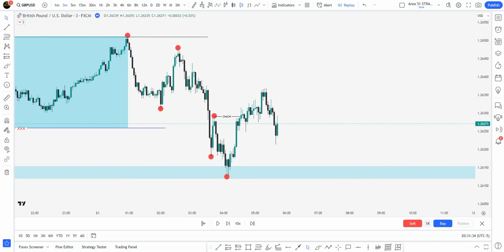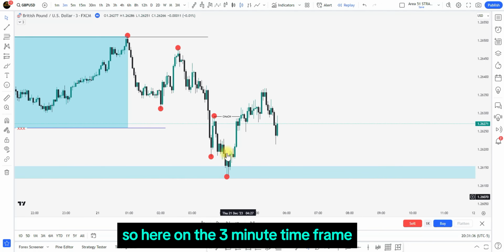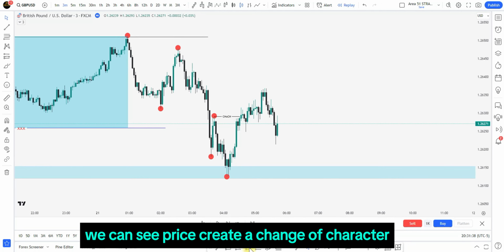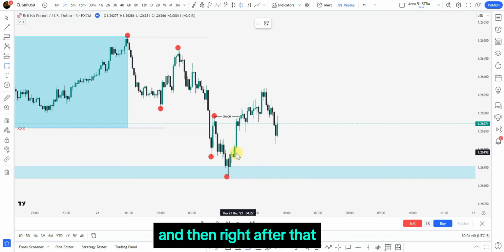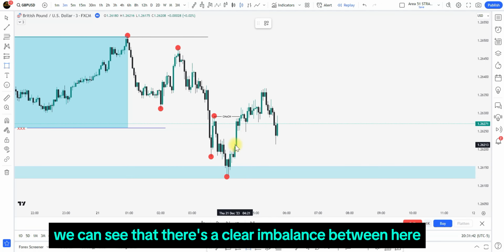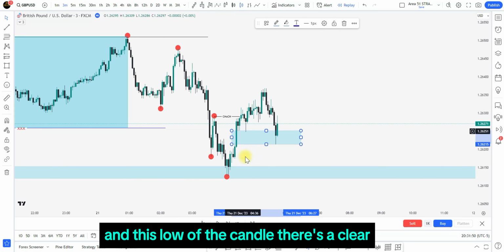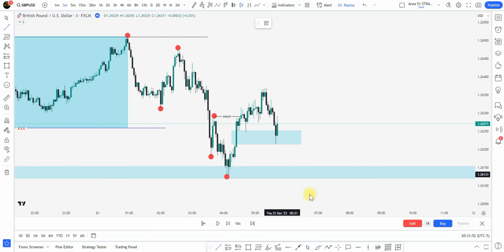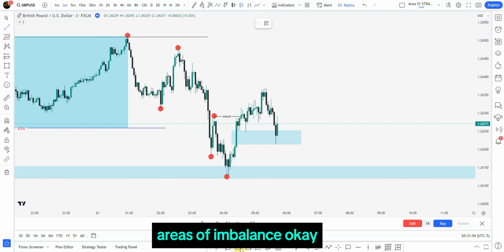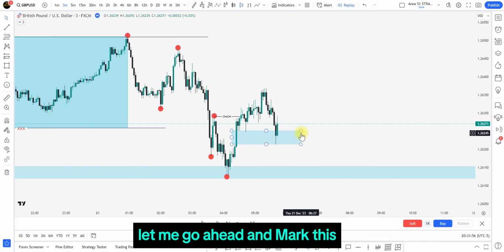Okay. So here on the 3-minute time frame, we can see price created a change of character. And then right after that, we can see that there's a clear imbalance between here and there. This high of a candle and this low of the candle. There's a clear area of imbalance. Okay. Let me go ahead and mark this.